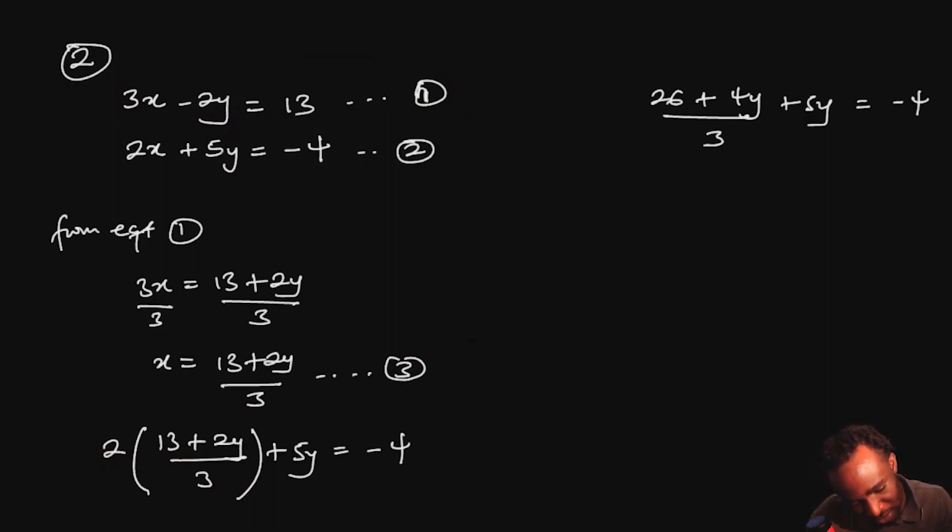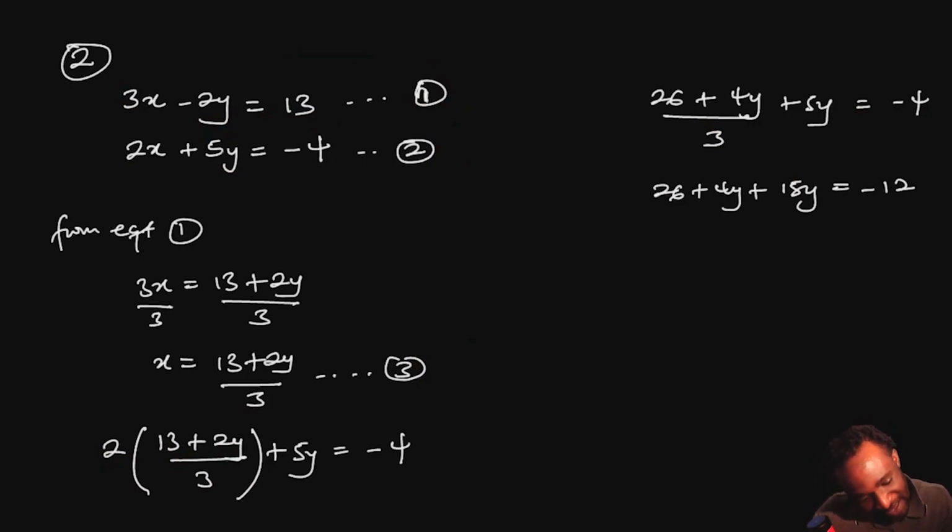What do we do next? We want to get rid of this 3, so we multiply each term over here by 3. And what do we get? We get 26 plus 4y plus 5 times 3 is 15, so 15y, is equal to minus 4 times 3, which is minus 12.